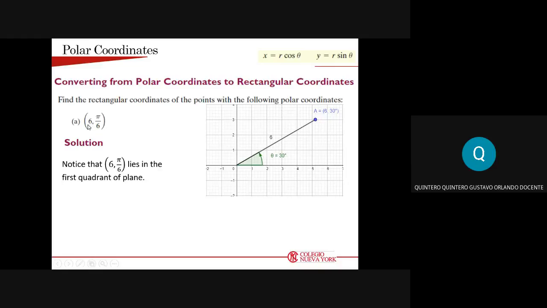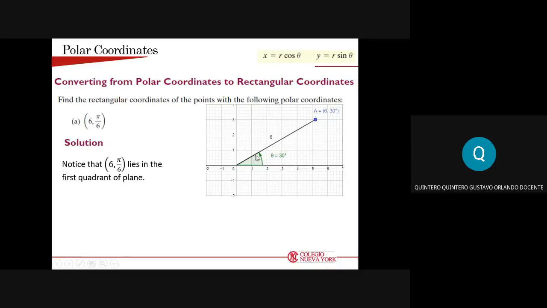So if I plot this point, 6 comma pi over 6, we know that this is the point A, 6 comma 30 degrees. Pi over 6 is 30 degrees. It is positive, so here it is, the angle of elevation. Then the distance from the origin, r, is 6. So this is the point A, 6 comma 30 degrees. Beautiful. And we notice that this point is exactly in the first quadrant of the plane.